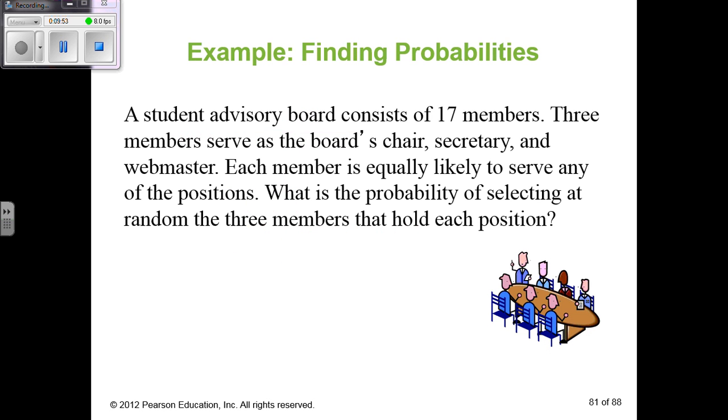One more example of a combination or a permutation is how we use them to find probabilities. Now, suppose we have an advisory board. This advisory board contains a chair, a secretary, and a webmaster. Whether you are the chair versus the secretary matters. So the order that I select you matters because I'm going to select the chair first, then the secretary, then the webmaster. So the order is going to matter.